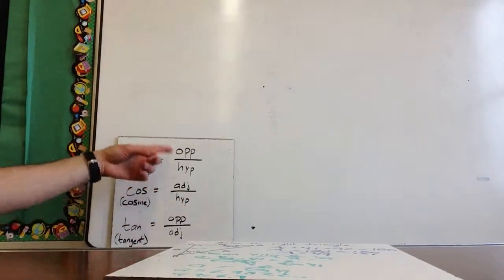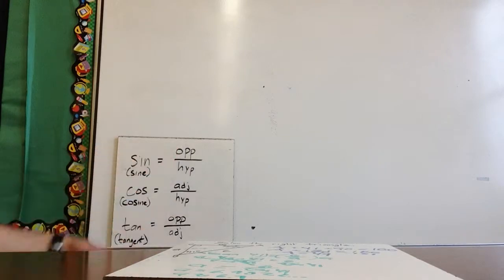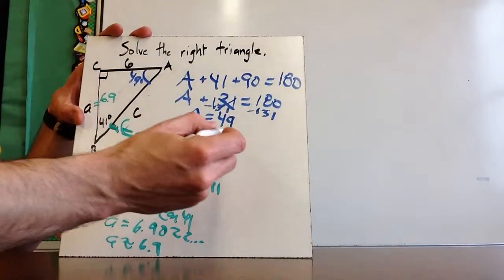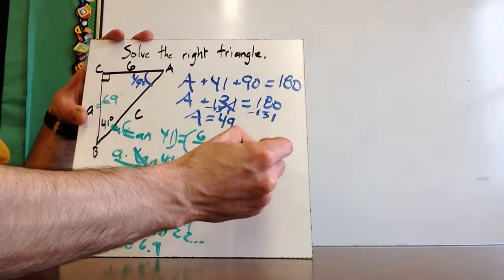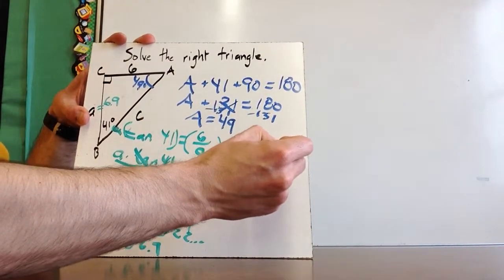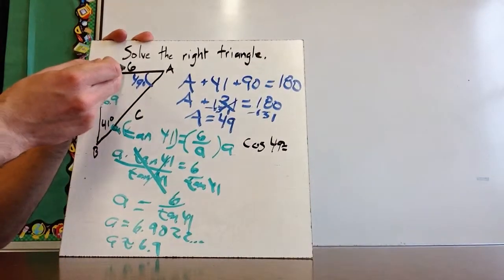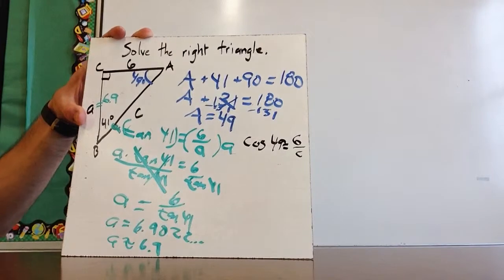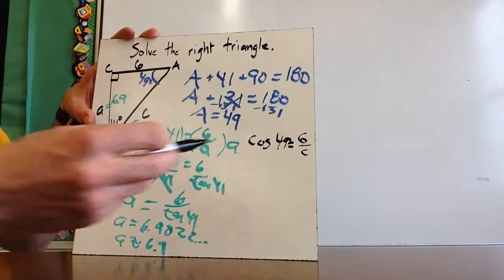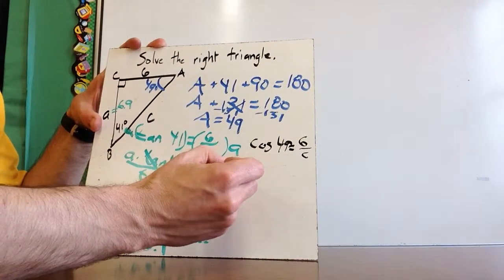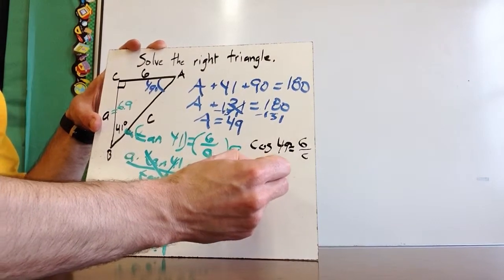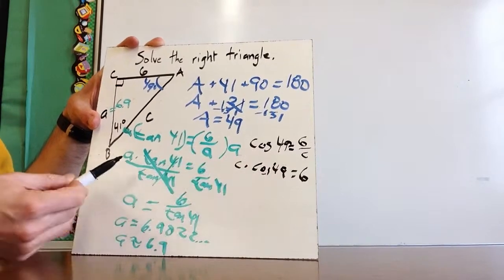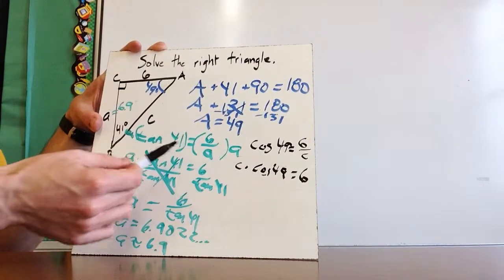And so if you look at which of these uses adjacent and hypotenuse, that's going to be cosine. So I'm going to say the cosine of angle A, so the cosine of 49 equals adjacent, which is 6, over C. And so now I'm going to do the same thing I did on this problem. I'm going to multiply C to both sides, so I get C times the cosine of 49 equals 6, which is similar to the step I did right here, times C.